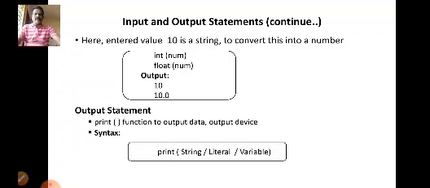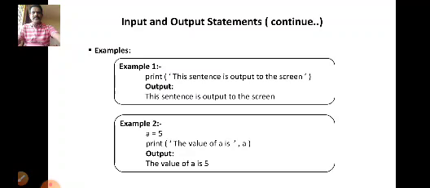The output statement used in Python is the print statement. So the print function outputs data to output devices. Here in this syntax, print string or literal or variables. That's all. Here you see the example, print the sentence is output to the screen. Then the output, this sentence is output to the screen, as it is printed on the screen.